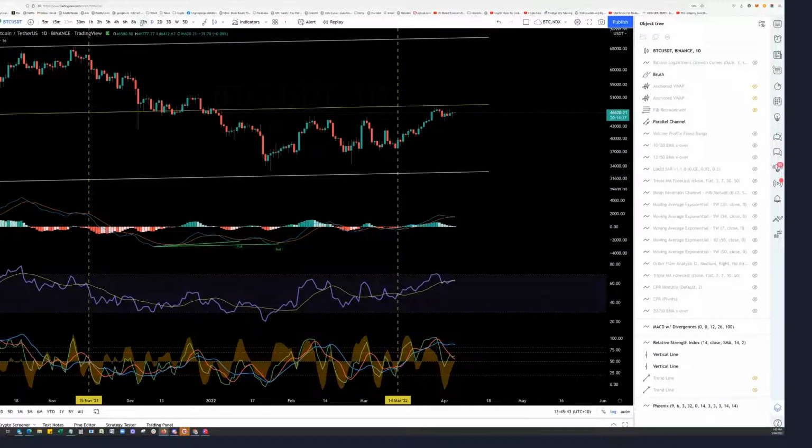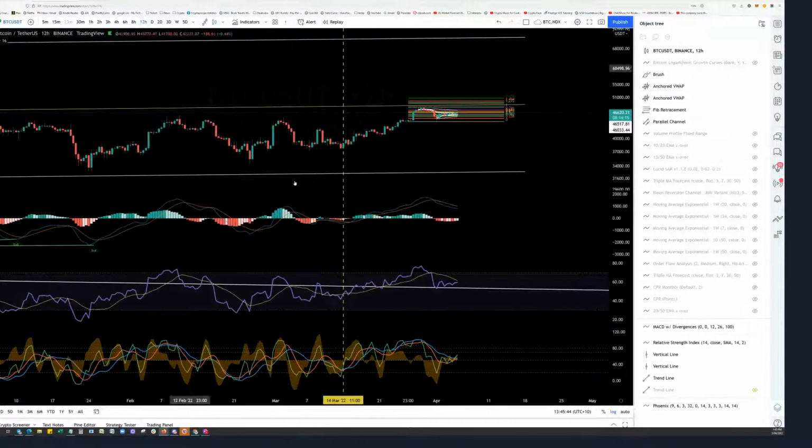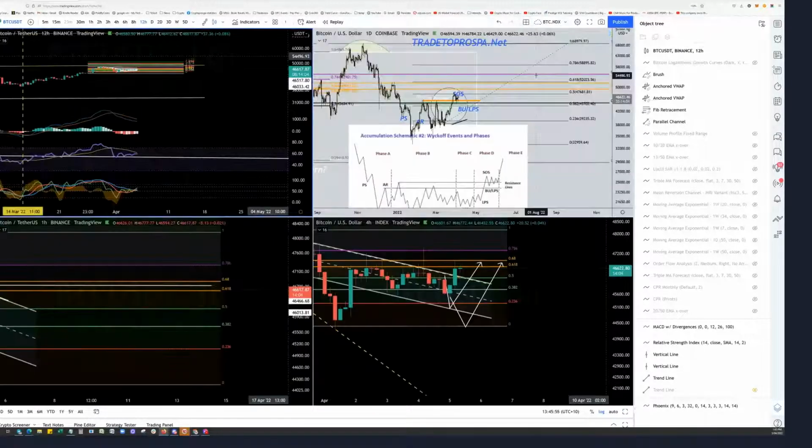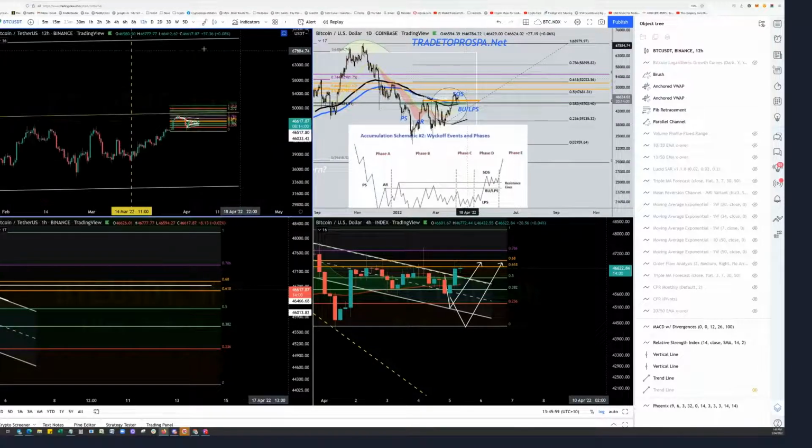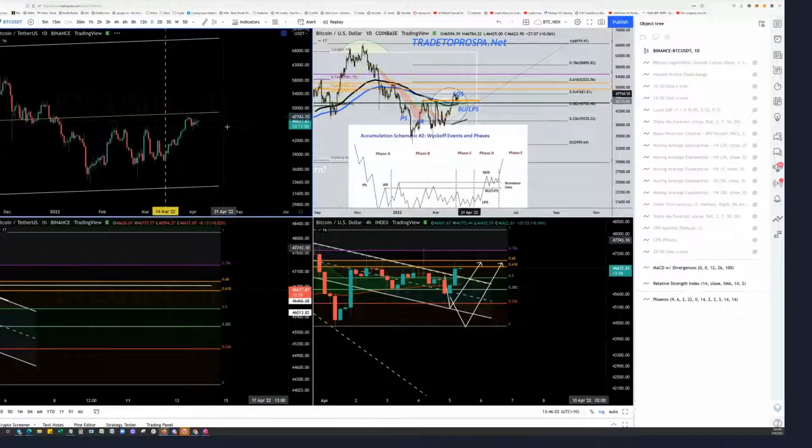50%. Let's look at the 12-hour for a sec, and that is looking better. That is definitely looking better with this indicator. So let's go to the other charts, and I'll look on the daily for a sec.